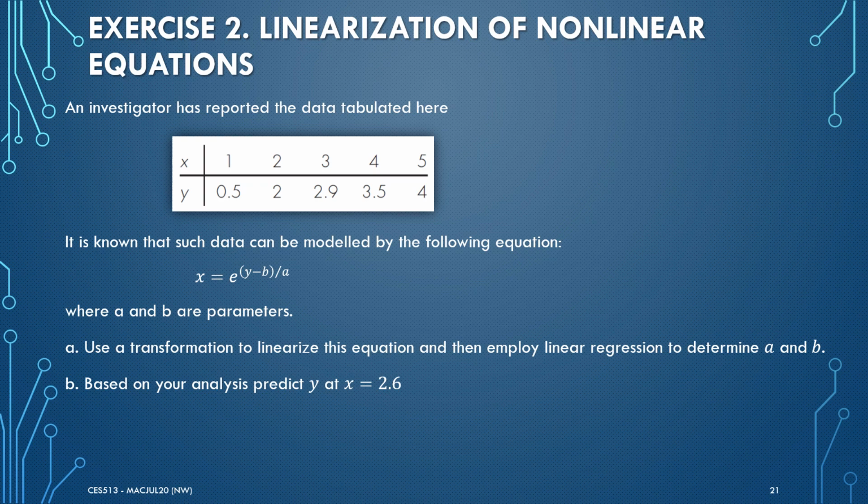Before ending subtopic 3.1, please do exercise 2 for linearization of nonlinear equations. The question is, an investigator has reported the data tabulated here. It is known that such data can be modeled by the following equation, x equal to e to the power of (y minus b) divided by a, where a and b are parameters. Question A, use a transformation to linearize this equation and then employ linear regression to determine a and b. Based on your analysis, predict y at x equal to 2.6. Okay, good luck.